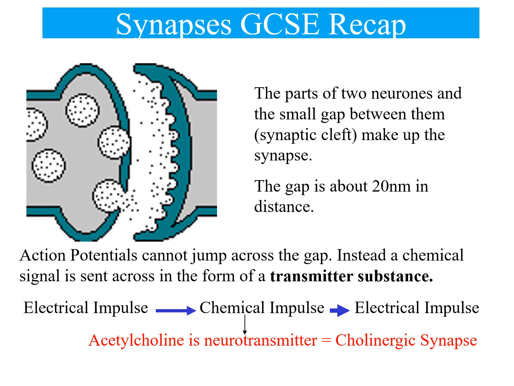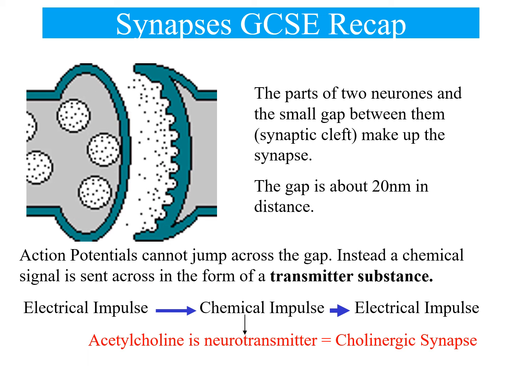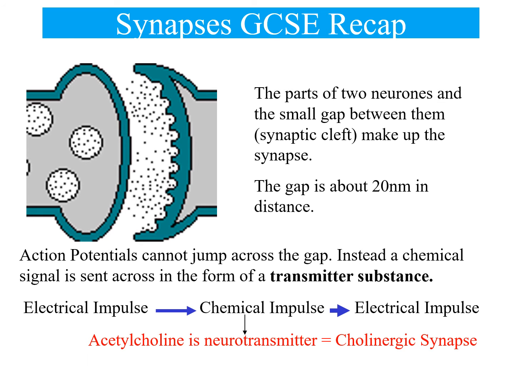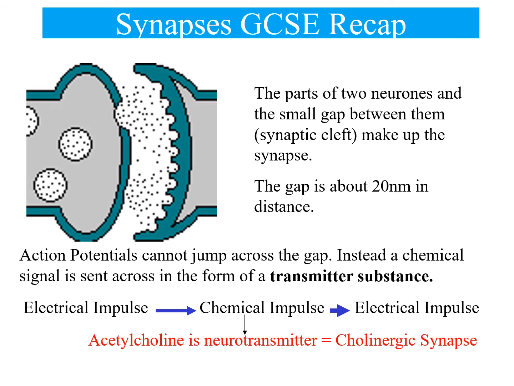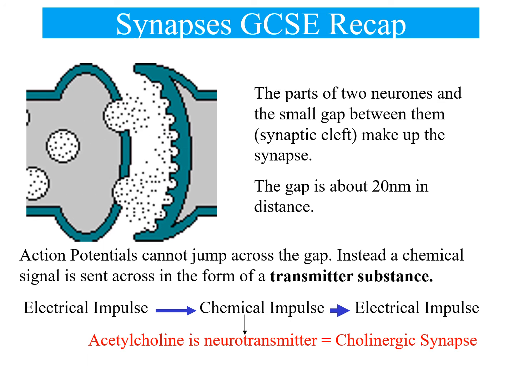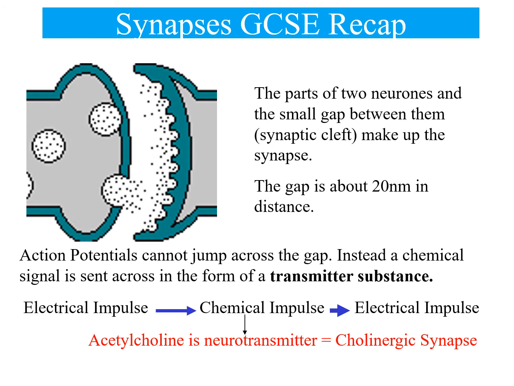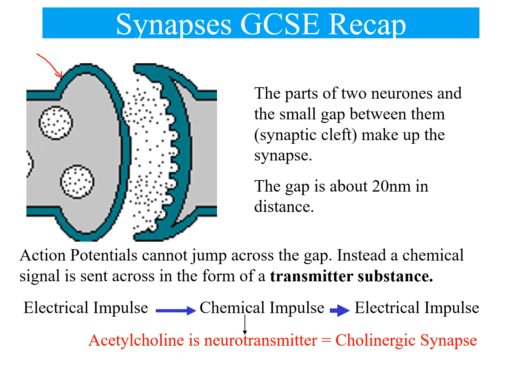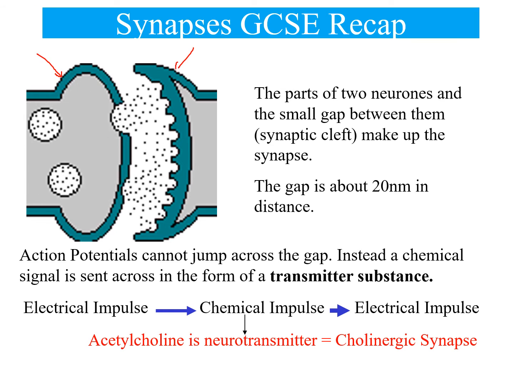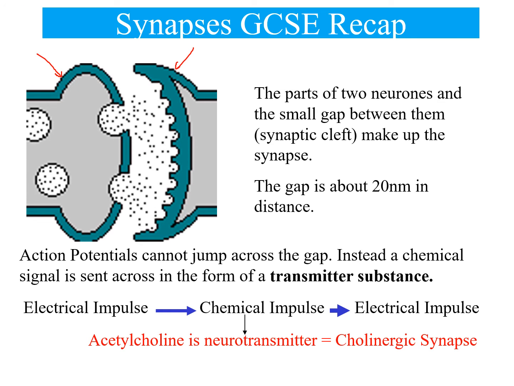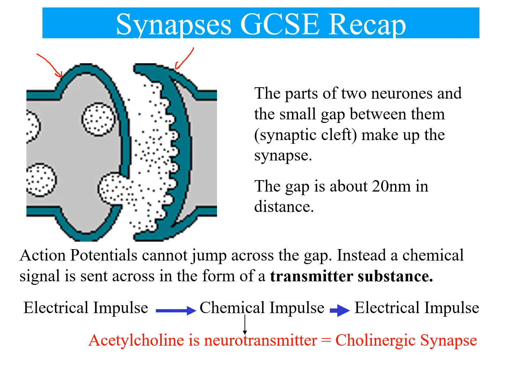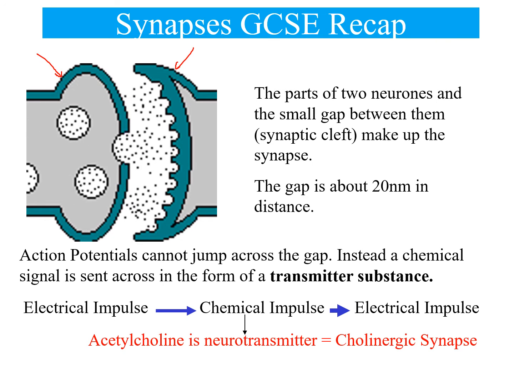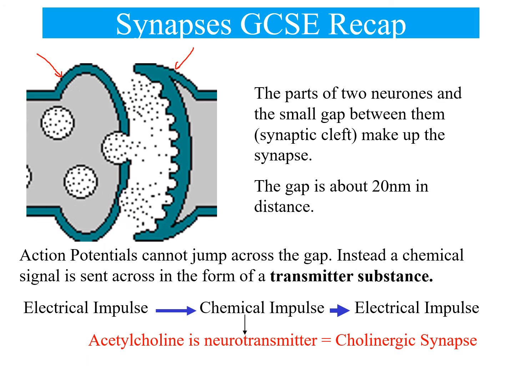So if we look at this image here of a synapse, you can see, hopefully you're aware from GCSE, that there are two parts to a synapse. There is the presynaptic knob and the postsynaptic knob. So there's a swelling at the end of the neuron and then one at the start of the next neuron. And effectively there's a tiny gap called the synaptic cleft. It's not really a gap, there is obviously liquid and stuff in there between the two neurons. The gap is about 20 nanometers in distance.